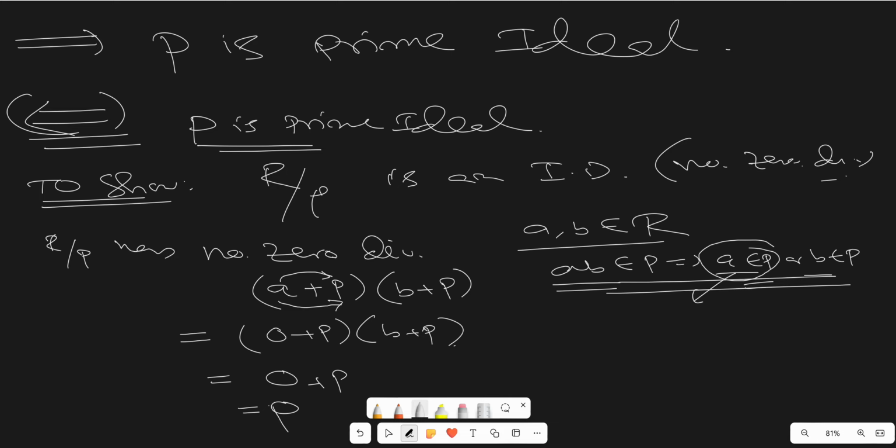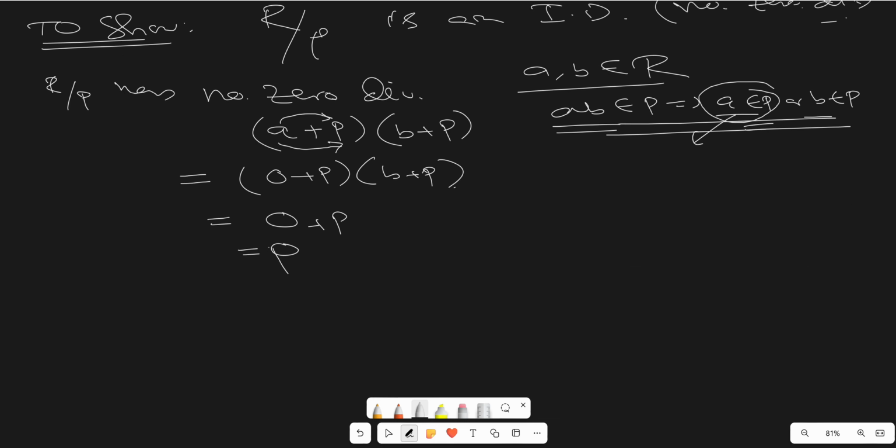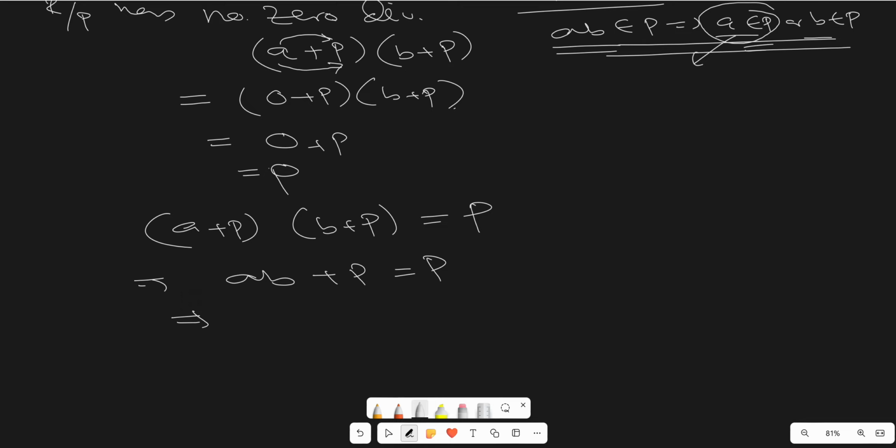A plus P and B plus P. So (A plus P)(B plus P) is equal to P, which is the 0 element of R mod P, which is the 0 element. This implies that AB plus P is equal to P. This implies that two cosets are the same if and only if AB is inside P. This implies that A is inside P or B is inside P, because of the primality.